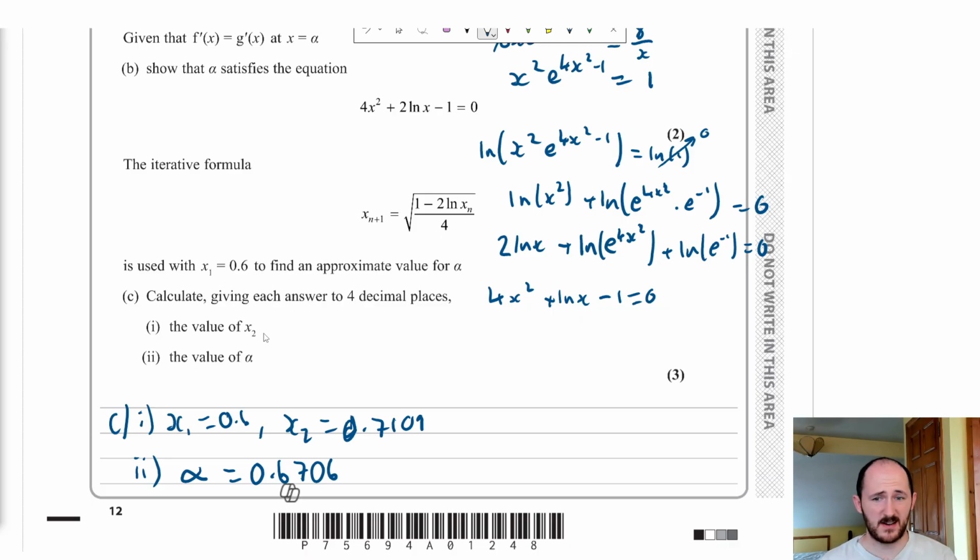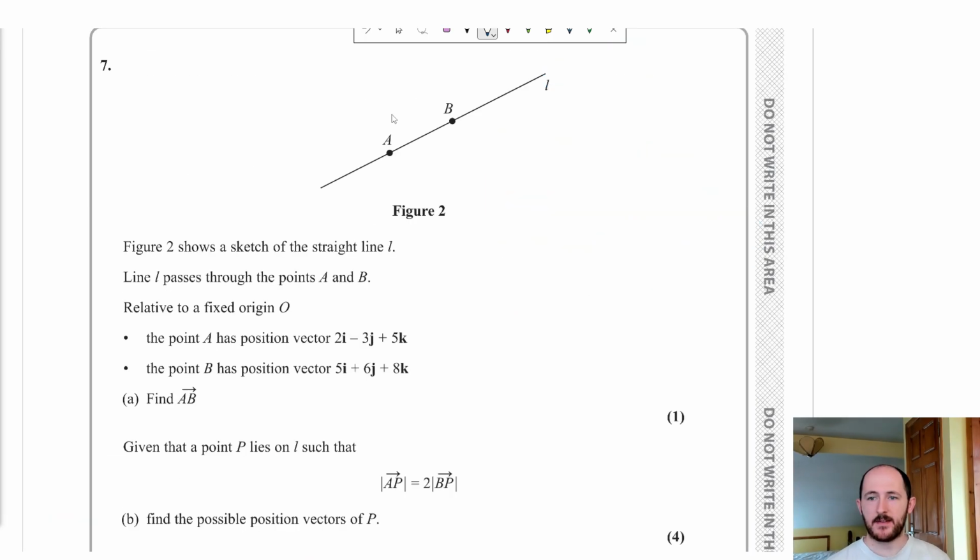For 3 marks, that last part is actually really, really generous. I'm not going to lie. Like, I actually quite like that. But anyways, question done. Okay, we have a vectors question.